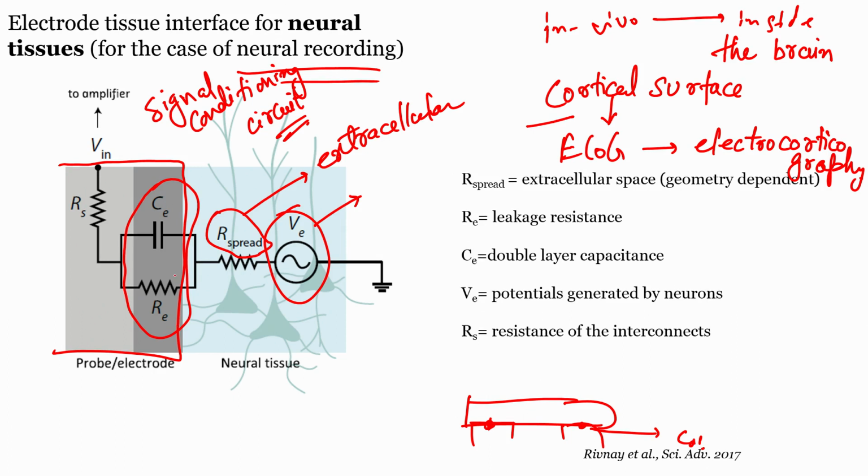RE is the leakage resistance. Like you have a leakage capacitor at the contact, in a similar way you have a leakage resistor. And finally you will have RS. RS is nothing but the interconnect resistance. So just to give you an idea what exactly this system would look like.